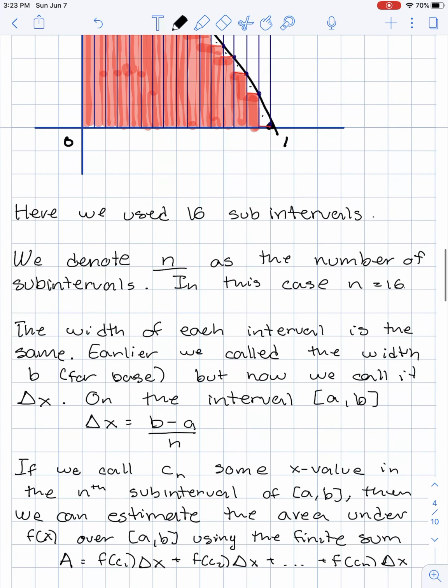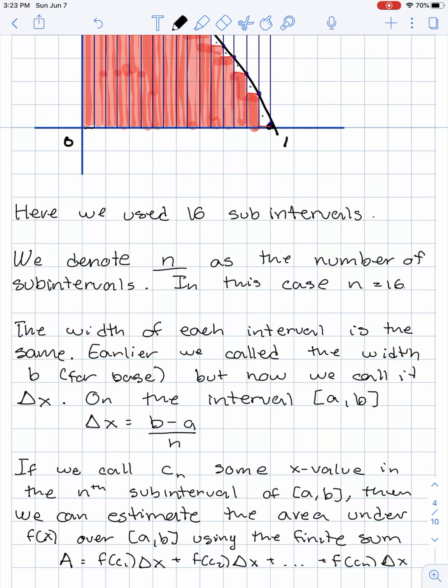Earlier we called the width b for base, but we like to call our intervals a to b, so we call that now delta x, right? Because remember how we made b be on the x-axis, so it's going to be the change in x. It's our independent variable. Sometimes it might be delta t, or delta r for radius, whatever your independent variable is. So on the interval a to b, we can find delta x with this nifty formula: b minus a divided by n, the number of subintervals.